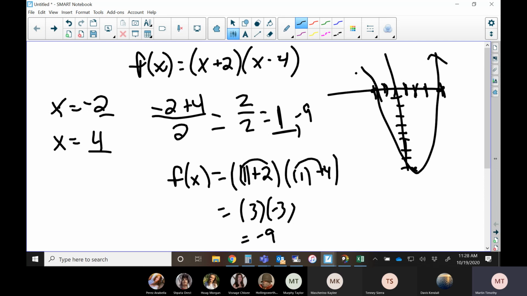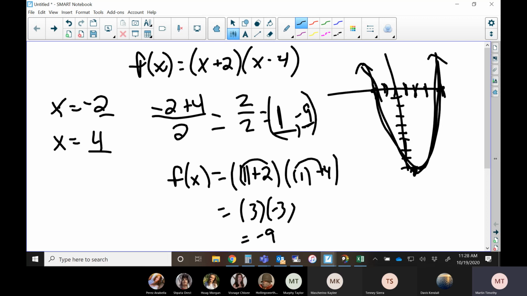Draw my graph. Because I now have my vertex, I know the axis of symmetry. What is it? Thank you. x equals 1. Is this a max or a min? Look at it. Is there a lowest point that this graph goes to? Yes, it's right here, right at the vertex. So my minimum is -9.